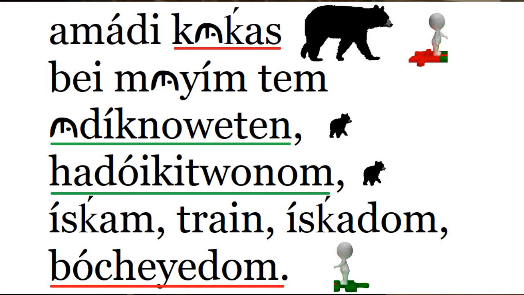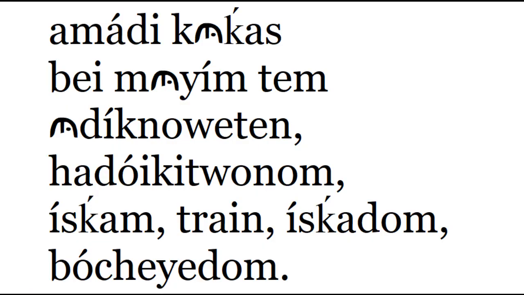That child, after getting there, having loaded up and hauled my stuff, or you could translate, I had hauled my stuff, then got there, and now I'm waiting for a train as that child. She's talking about herself as that child, just being a little kid going through all that. Let's listen again to Mame Gallagher and repeat after her. Amade kikas be muimtem riknu weten bedoikinu wonom. Iskam train iskadom boche edom.